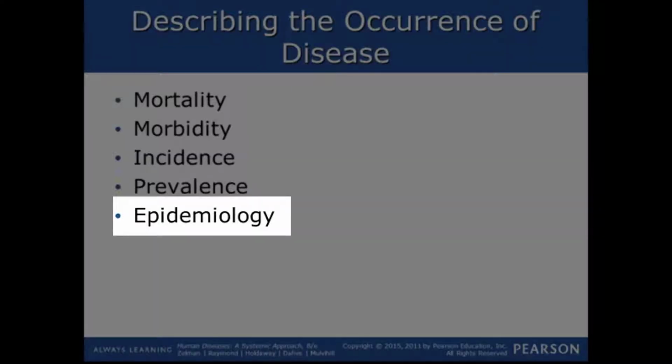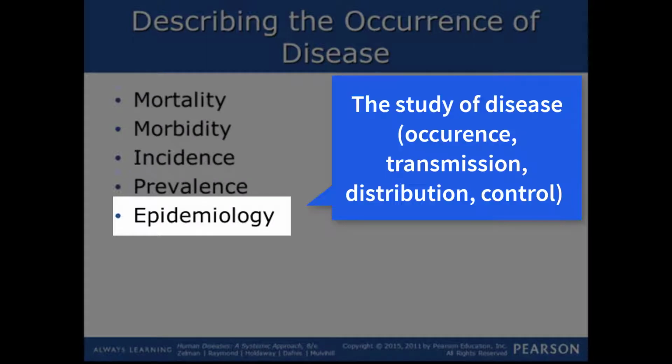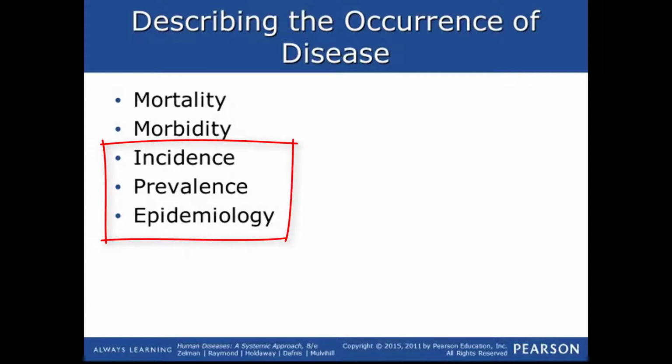And then epidemiology, this is the study of disease in a population. So the study of the occurrence, the transmission, distribution, and control of a disease in a population. Again, those last three are statistical terms.